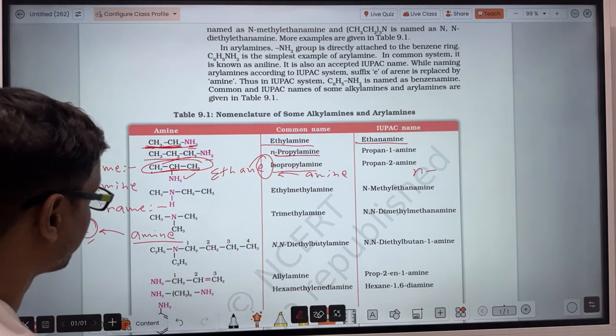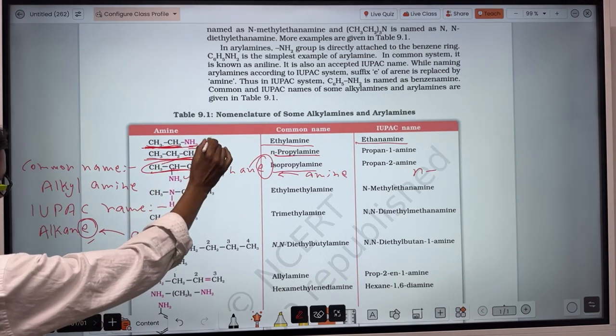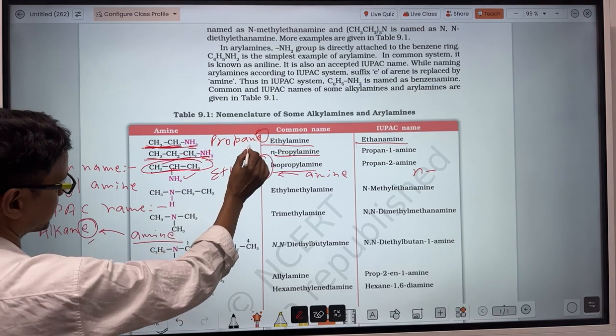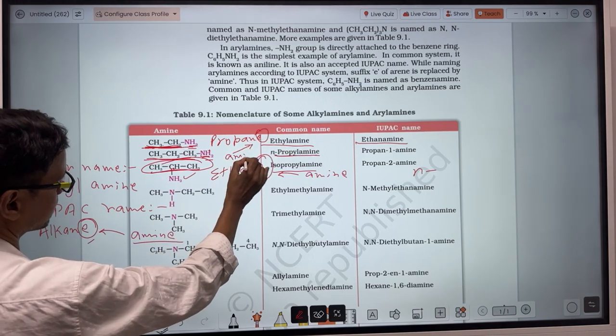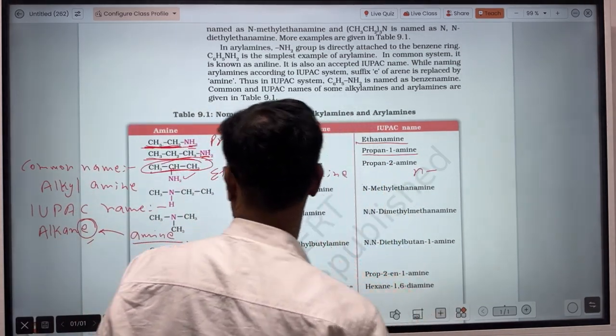And when you have to write the IUPAC name, it is alkane and amine. So it is propane. Of this propane, the E has been replaced by the word amine. So that's why it is propane-1-amine.